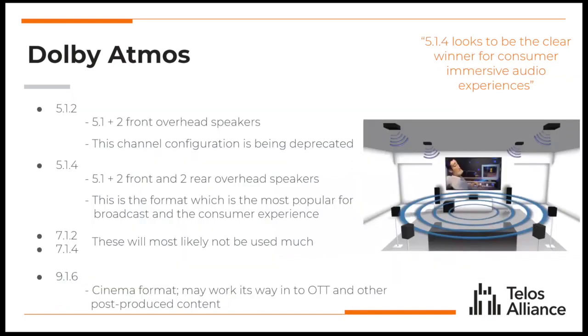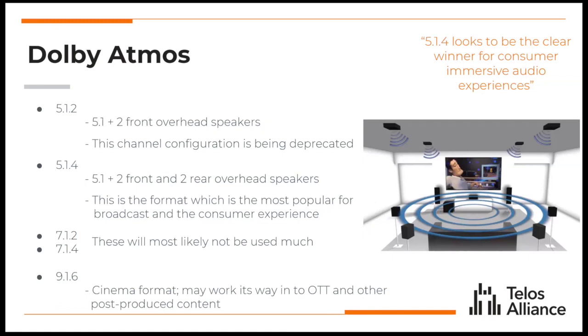Some of the common channel formats that we'll see in TV for Dolby Atmos: you get 5.1+2, that's kind of being deprecated. That would be your 5.1+2 front channel overheads. Then 5.1+4, so you have 4 height speakers, 2 in front and 2 in rear. This looks to be the format that's going to be the most common and most popular for broadcast and other consumer experiences.